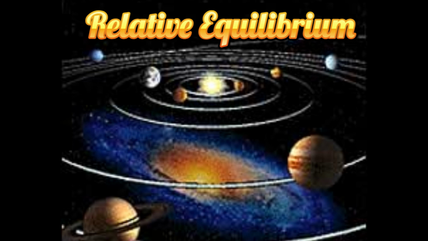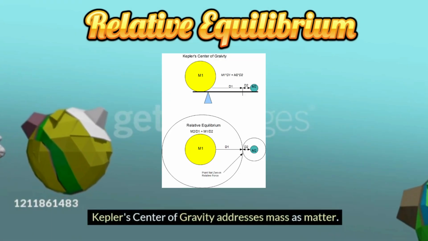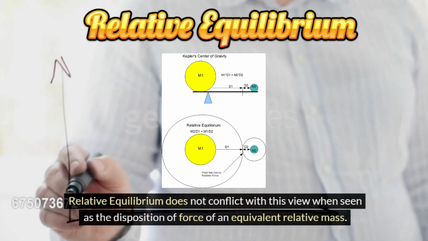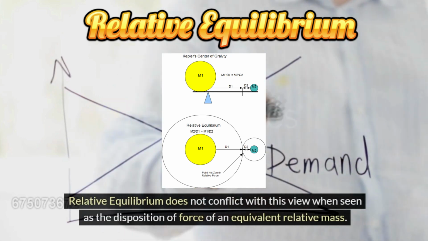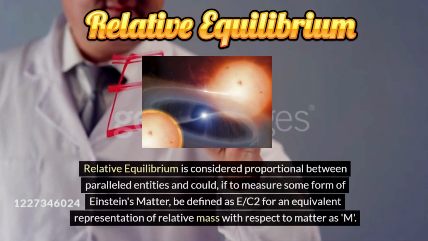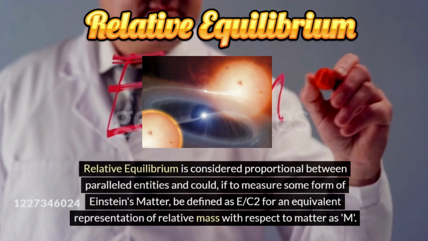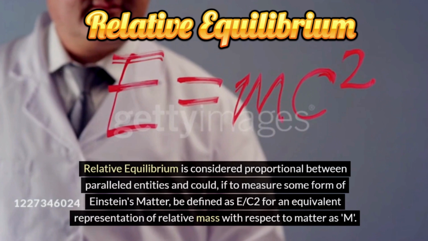Kepler's center of gravity addresses mass as matter. Relative equilibrium does not conflict with this view when seen as the disposition of force of an equivalent relative mass. Relative equilibrium is considered proportional between paralleled entities and could, if to measure some form of Einstein's matter, be defined as E/Z2 for an equivalent representation of relative mass with respect to matter as m.